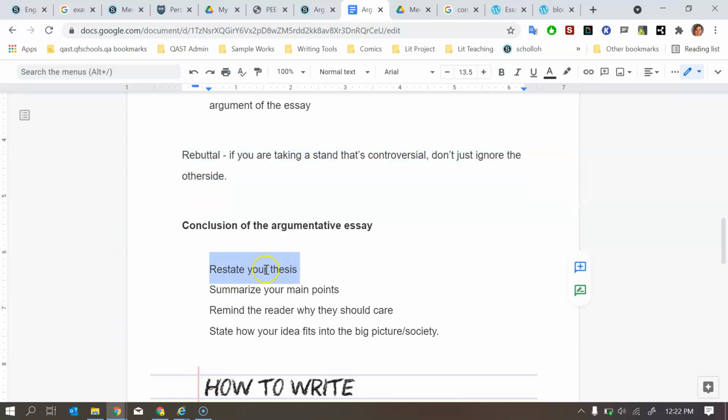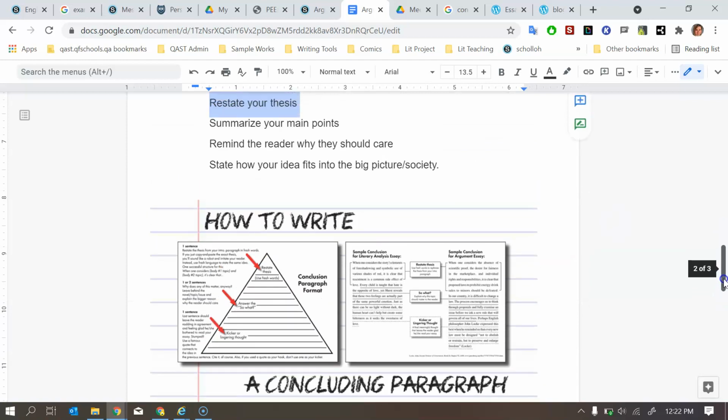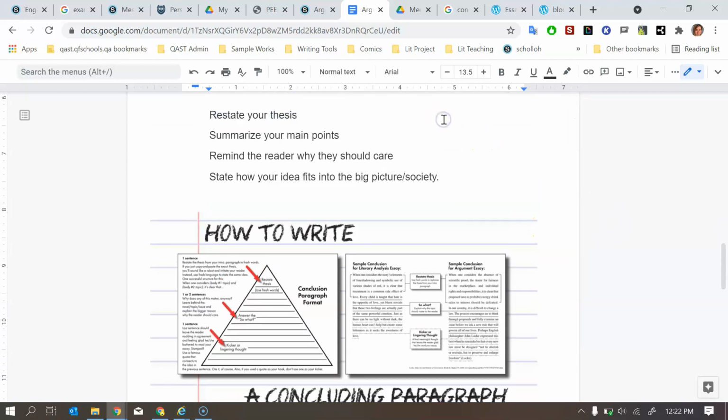In our conclusion, we do the triangle again, but in opposite. We should restate our thesis, restate our purpose and point in writing. What was your point that you wanted to make? You summarize your main points. So you revisit body paragraph 1, 2, 3, 4, etc. What were your ideas that you wanted to show how your thesis was right? You remind the reader why they care. This is the so what question. Like, so you've told me everything here. So what? Why do I care? And then you state how your idea fits into the big picture or society. So how is this impactful? How does this connect to our broader ideas?